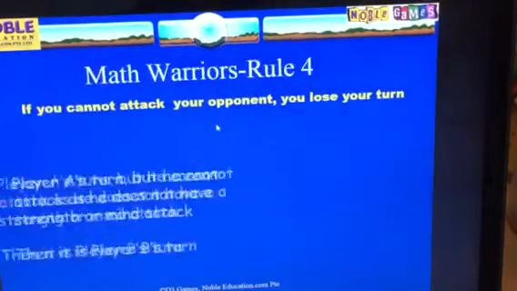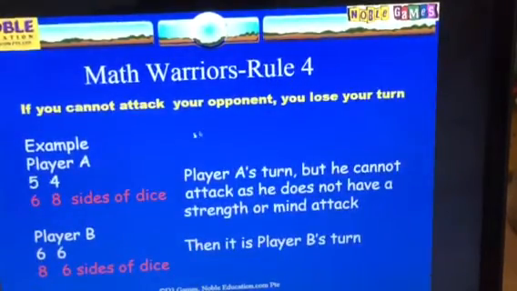Okay, rule 4. If you cannot attack your opponent, you lose your turn. Here's what I mean. Let's say player A has a 4 and a 5 out of a 6 and 8-sided die. Player B has a 6 and a 6. Player A cannot attack player B with a strength attack, because 4 and 5 are smaller than 6. And if he uses a strength attack, which is 4 times 5 is 20, that is too much bigger than a 6, and you must exactly equal your opponent's number to be able to use a mind attack.